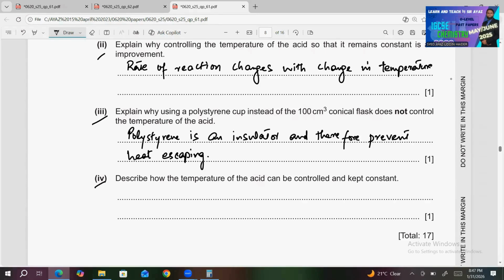Number 4, describe how the temperature of the acid can be controlled and kept constant. So the best way to do this is by using a water bath. And this can be controlled in a convenient way. Use water bath.